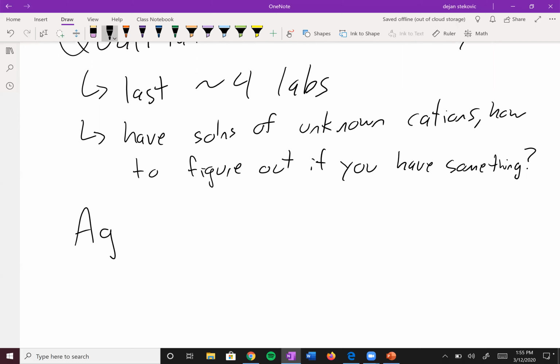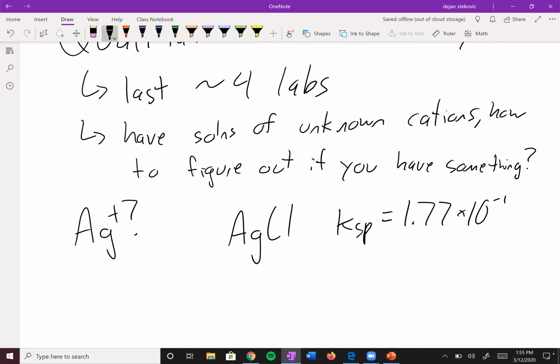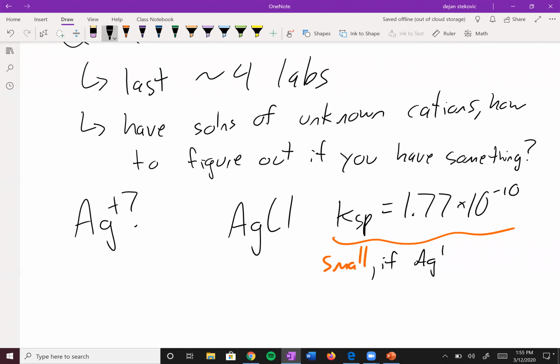For example, you might be wondering, do I have silver in here? Well, you could think, wait a second, in Chem 101 I learned that silver chloride is insoluble. Now I've learned that it's actually not technically insoluble, but the solubility is still very, very tiny. So if you add an excess of chloride, if silver is there, what's going to happen? You're going to see a precipitate. If silver's not there, what's going to happen? Nothing. You won't see a precipitate. So if Ag+ is there and you add chloride, silver chloride will precipitate out.